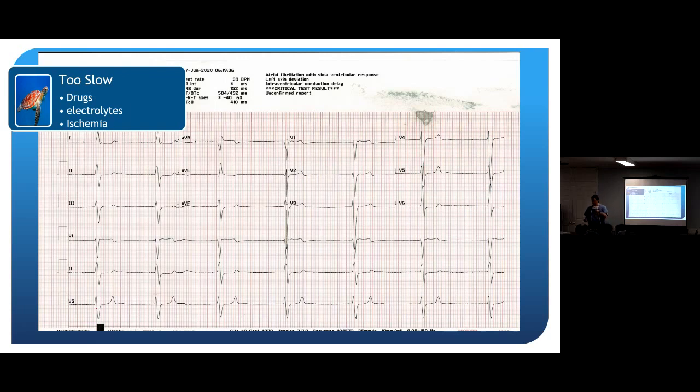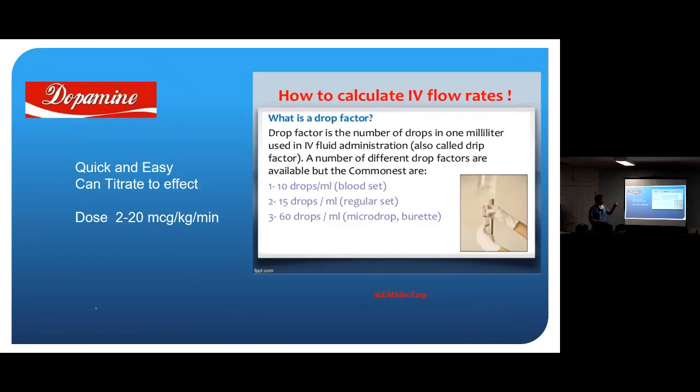Now we know what's going on with that person we just saw a few minutes ago, having a big STEMI. Dopamine is a great drug for them. How do you give dopamine? Anybody know? You can't say IV. That's easy. So I'll tell you how I give it.